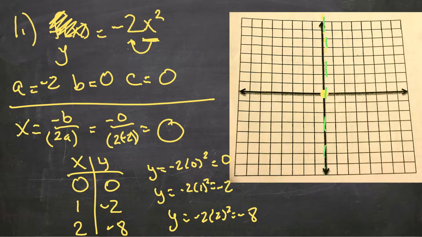That's better. All right, 0, 0. It's just a coincidence that the dotted line is on the y-axis. That's not always the case. I go over 1, I go down 2. Put a dot.